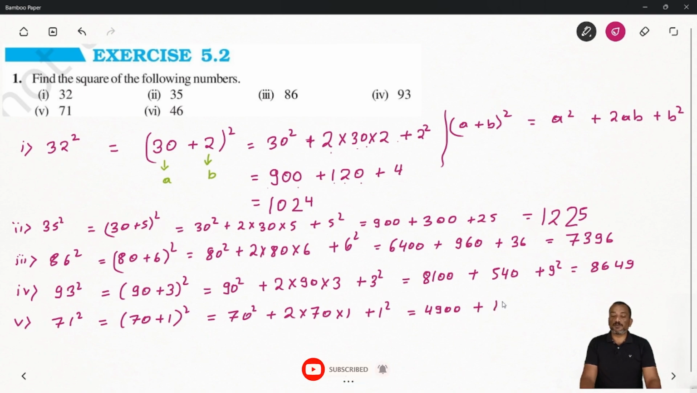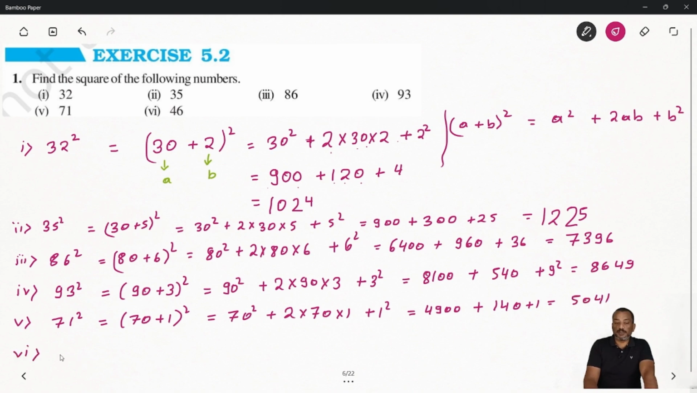So 140 plus 1. So here you will get, you can add this all sum. So 1 plus 140 plus 4,900. So you will get here total 5,041. Now coming about the sixth one.